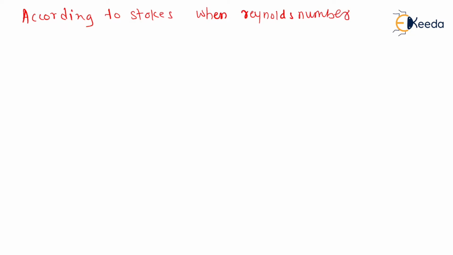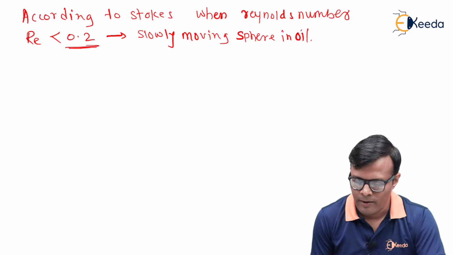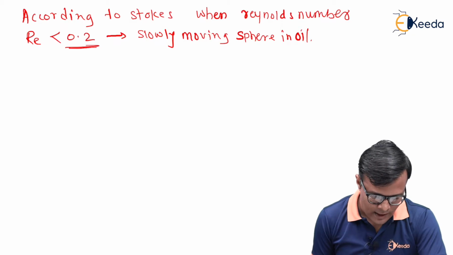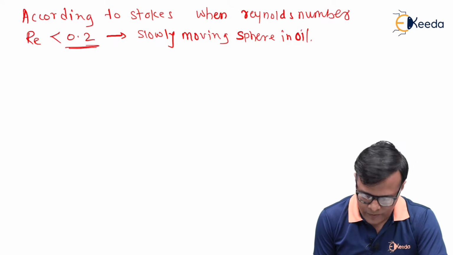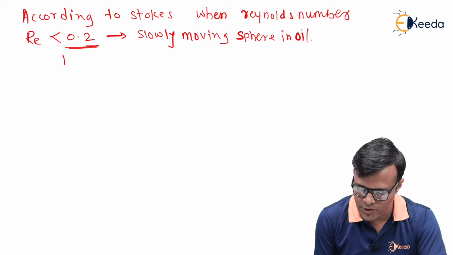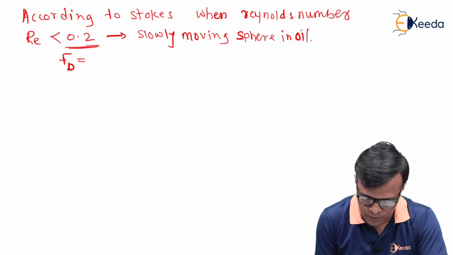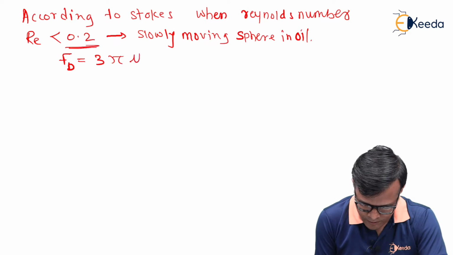according to Stokes, when Reynolds number Re is less than 0.2, which is a very small value, so it is a slowly moving sphere in oil, I am talking about smaller velocities. Then in that case, after equilibrium, he obtained an equation for drag. Drag force is equal to 3 pi mu d into u.